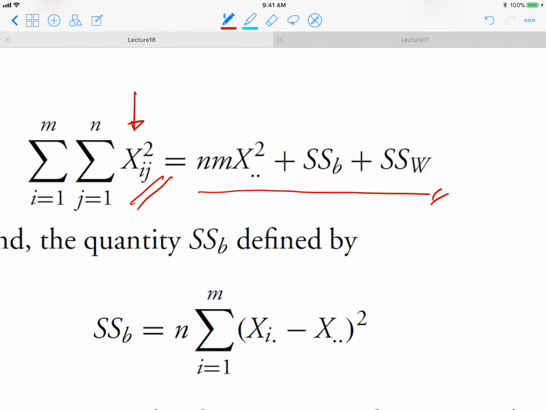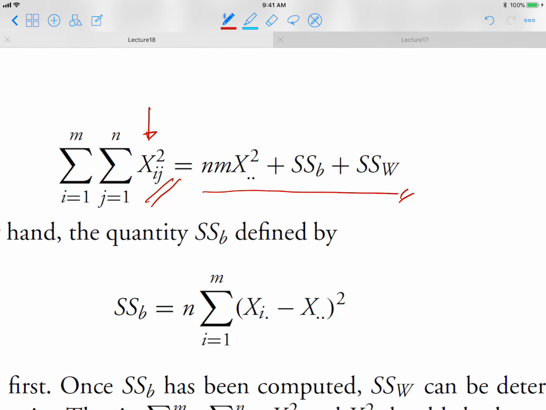And then it can be represented as the sum of the squared value of the global mean, and then also the variance terms coming from these two, SSOB and SSOW. This is called a sum of squares, where B represents the between, and W represents within.